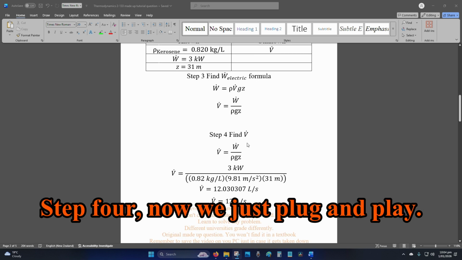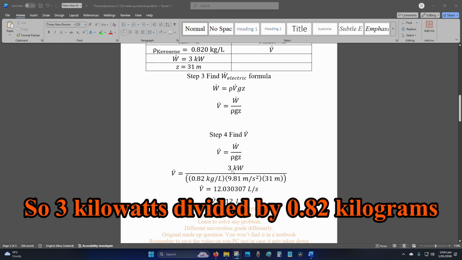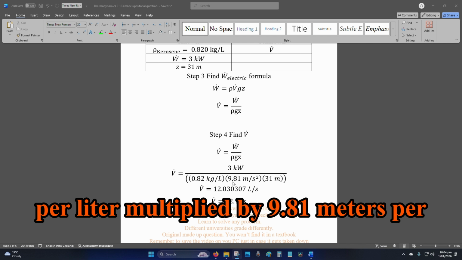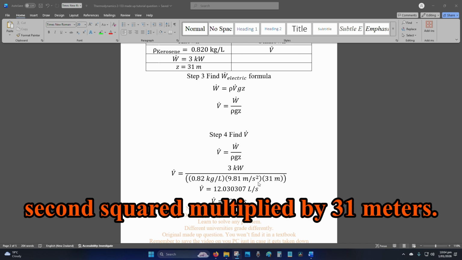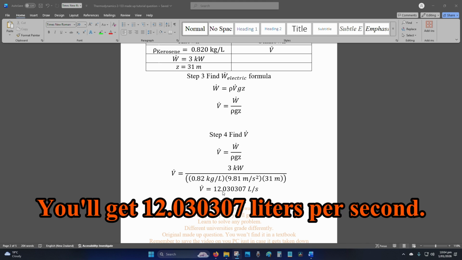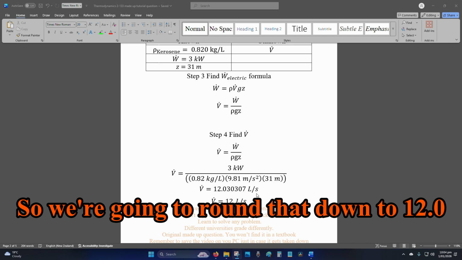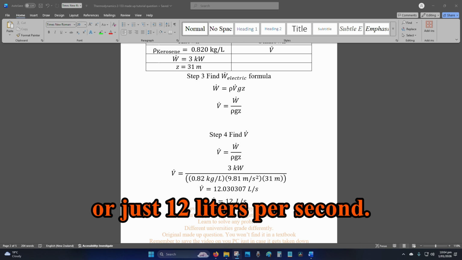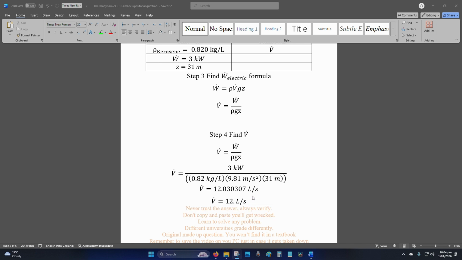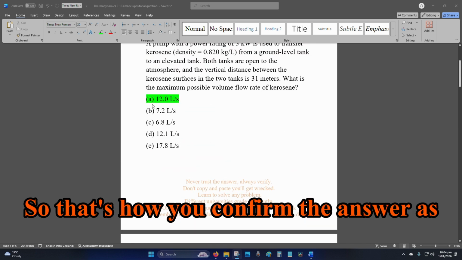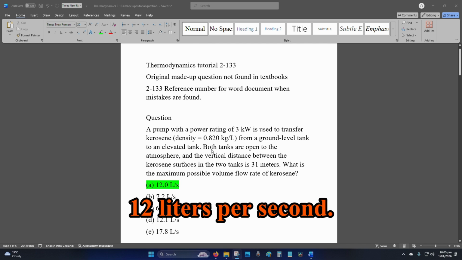Step 4, now we just plug and play. So 3 kilowatts divided by 0.82 kilograms per liter multiplied by 9.81 meters per second squared multiplied by 31 meters, you'll get 12.030307 liters per second. So we're going to round that down to 12.0 or just 12 liters per second. So that's how you confirm the answer as 12 liters per second.